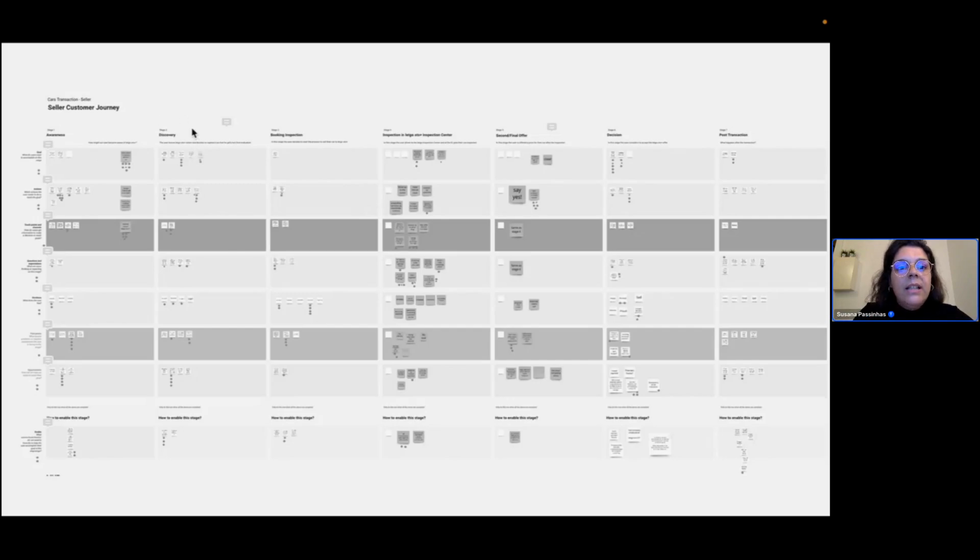Then discovery: how do they book an inspection for their car, and so on. So these were all the stages that I needed as a designer. I was the only designer. I needed to know them so I can design the flow, and then the developers need to know so they can enable the technical part.